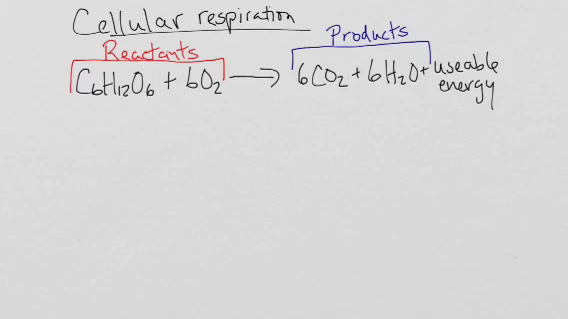Yes, usable energy is the whole point of cellular respiration. It's why we do it. But I don't consider it a product in this equation simply because it doesn't have a chemical formula. It is a product. Okay? It is something that is produced, but I'm not underlining it as a product here just because it doesn't have a chemical structure. Okay? Now, let's look at where all of these things come from and what the body does with them once they're produced.